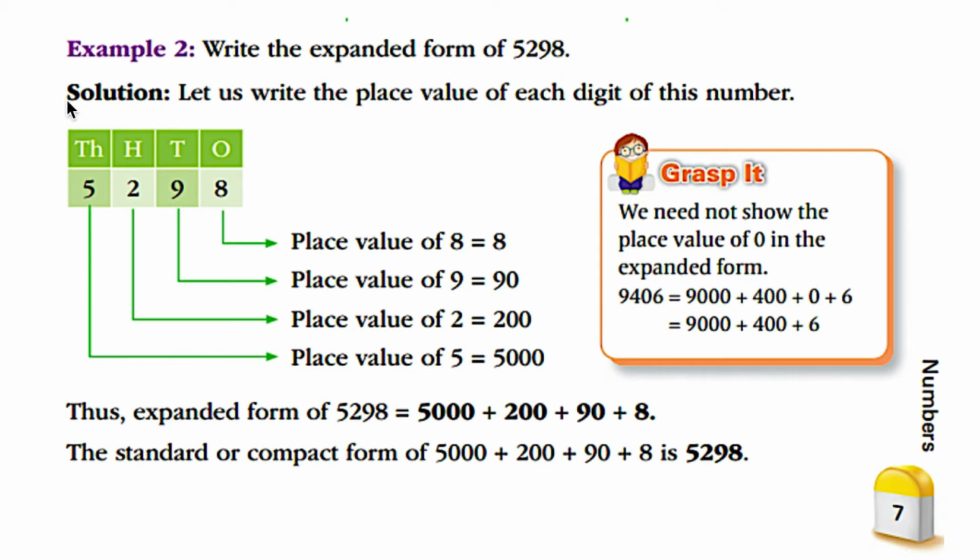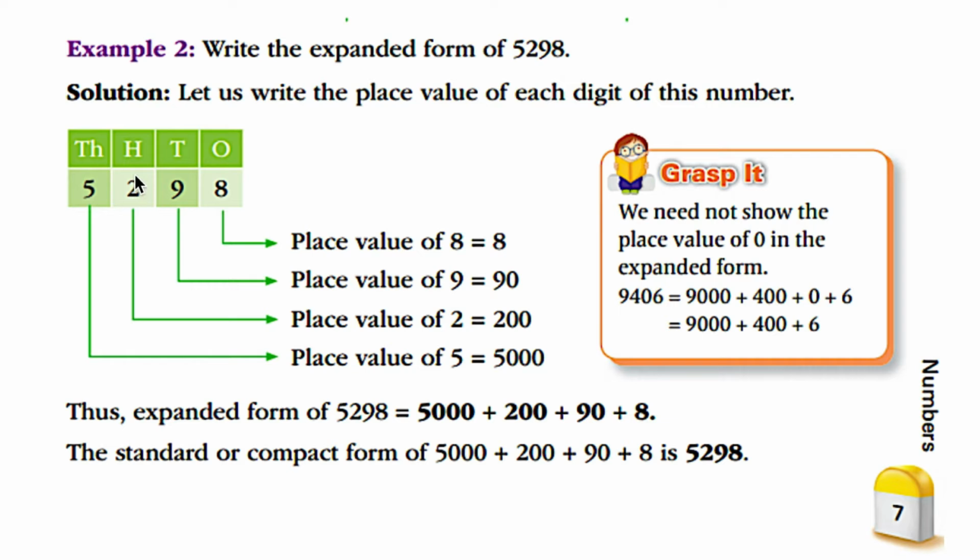So over here in the solution, first let us write the place values of each digit of this number. We have written the number in the place value chart along with the places. Then we have written the place values of each of the digits. Starting from ones place, place value of 8 will be 8 because it is at ones place. Then place value of digit 9 will be 9 tens, 9 multiplied by 10, that is equal to 90.